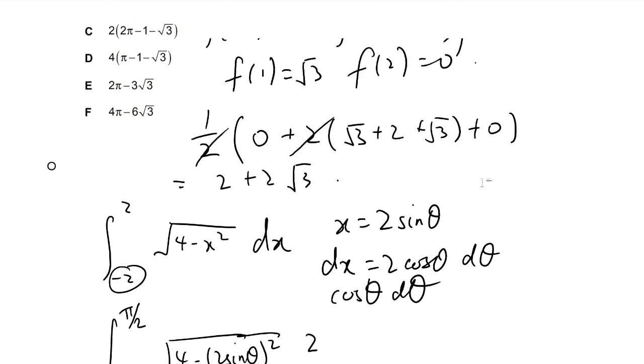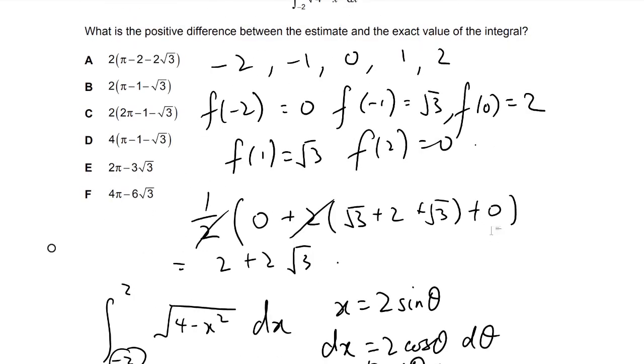Okay, and it's asking for the positive difference, did it say? Yes, it's asking for a positive difference. So what do I do? I would go 2 pi minus 2 plus 2 root 3. Okay, so it seems like they factored out the 2. So the final answer would be B. They factor out the 2, and you just play a subtraction. Oh well, there we go.